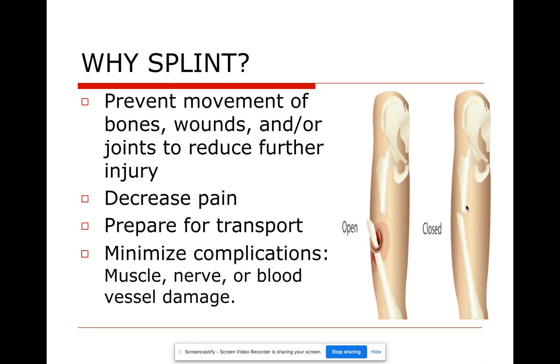It's starting within the skin as a closed fracture. But let's just, for example, say this person's moving around and they're getting improperly splinted and that bone breaks through the skin. And that would now become an open fracture. So we did not reduce further injury. It just kept going and made it worse. And now that we have an open fracture, now we probably have nerve damage, blood damage, and obvious muscle damage. So that is what we're trying to prevent with splints.